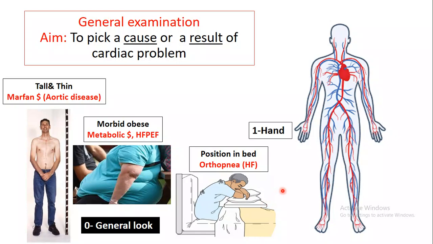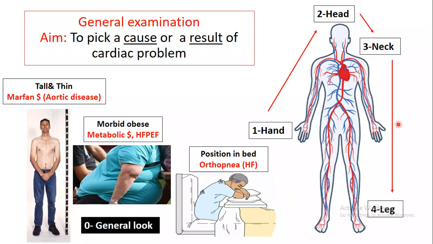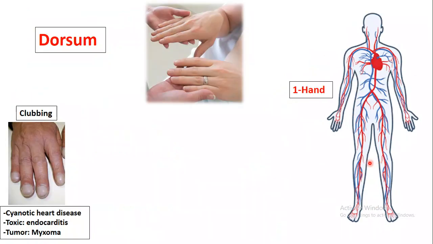Then start with a quick journey around our patient, starting from the hand towards the head and neck, then down to leg examination, then abdominal and chest examination. When we are looking at the hand, starting with the dorsum of the hand, we are searching for clubbing like this one.